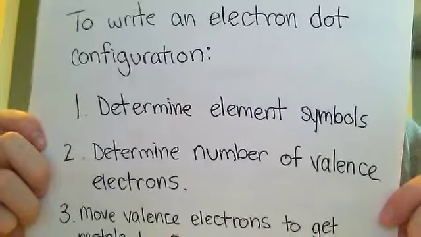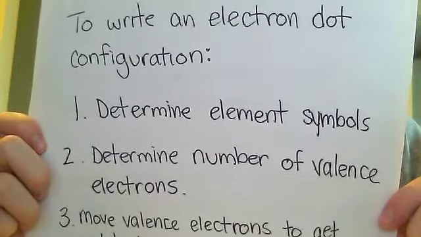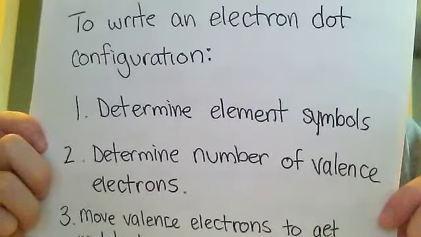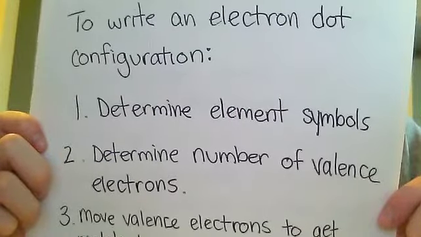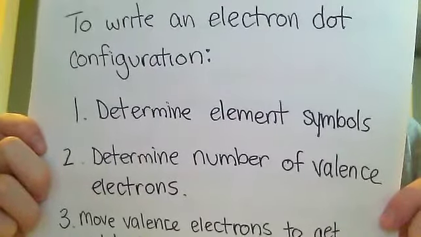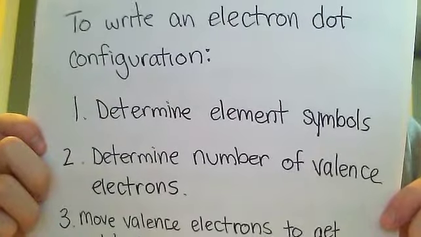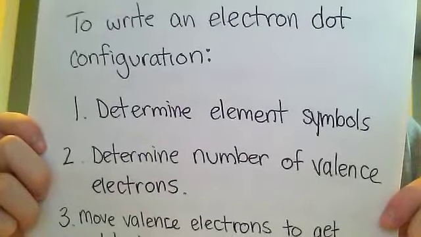After determining this, you're going to move valence electrons to get metals to 0 valence electrons and nonmetals to 8 valence electrons. If you need to add additional atoms, add additional atoms until all metals and nonmetals are at 8 or 0.